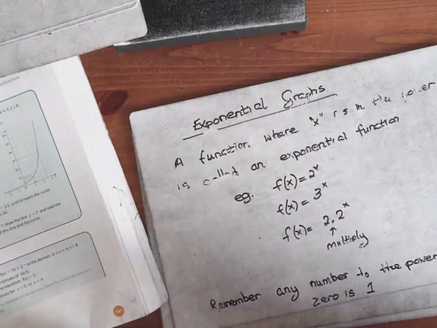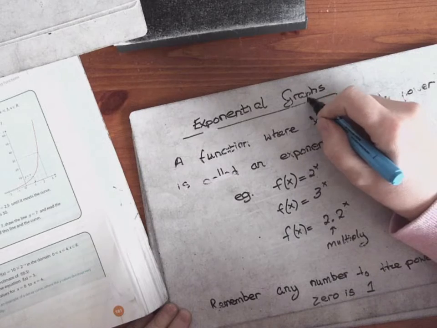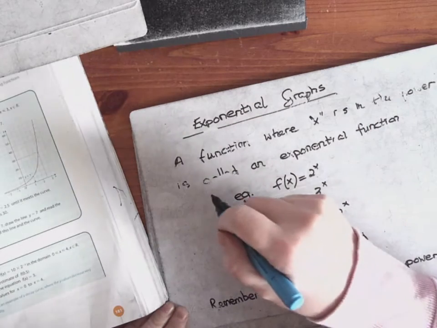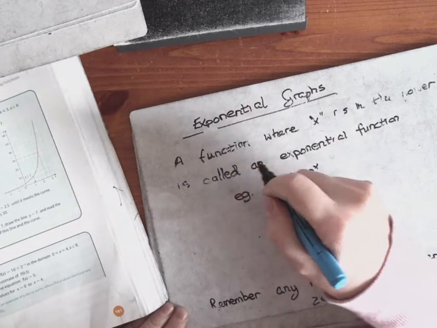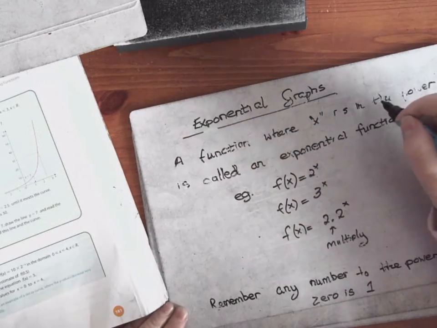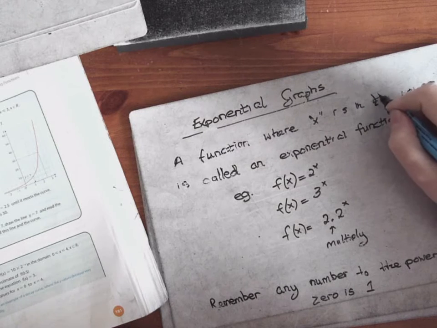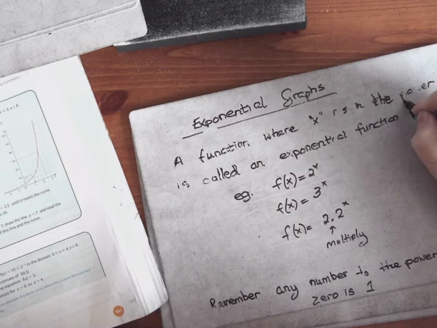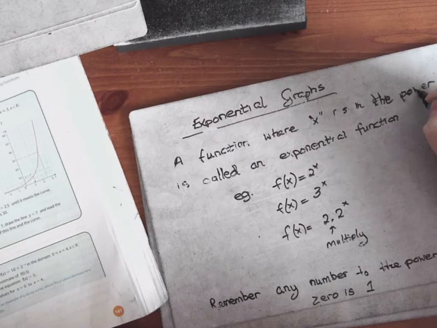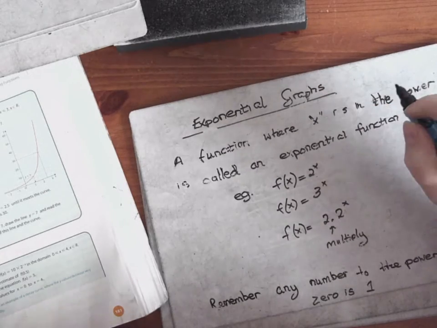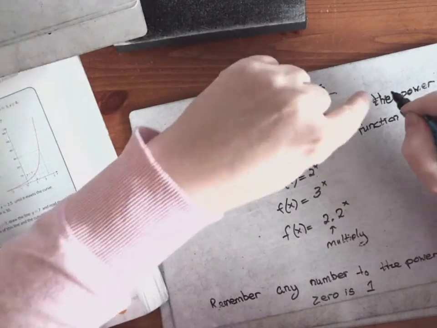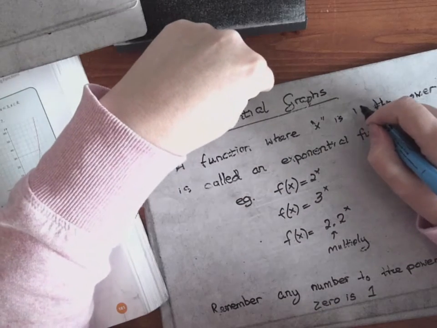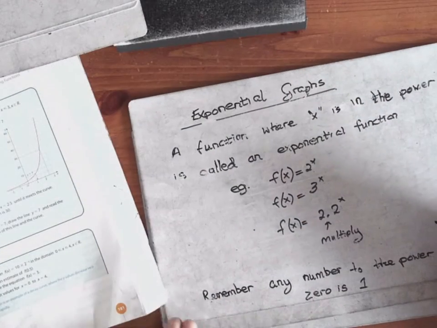Right, okay, so exponential graphs. What an exponential graph is, is a function of the form where the letter is in the power. So a function where x is in the power, sorry, I had all this written out and I rubbed it all out, rubbing my hands on it. A function where x is in the power is called an exponential function.